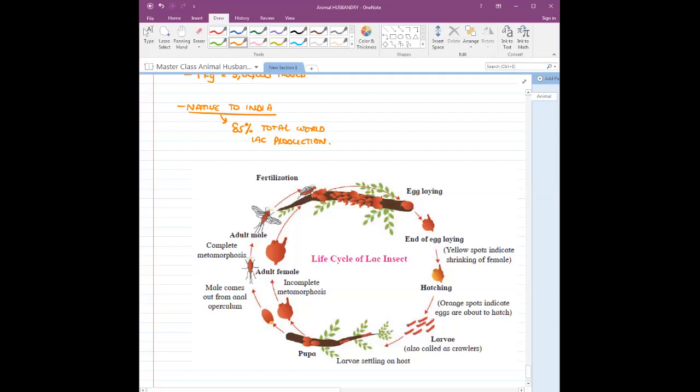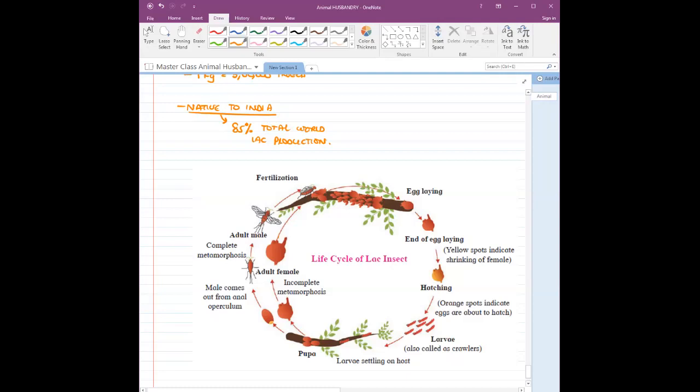So you will see that this adult female is first going to start infestation of your branch. Now this branch can be your babool, it can be your peepal, it can be your bael, it can be any branch. Okay, now what happens, guys? So now what is going to happen? She is going to go and lay eggs.